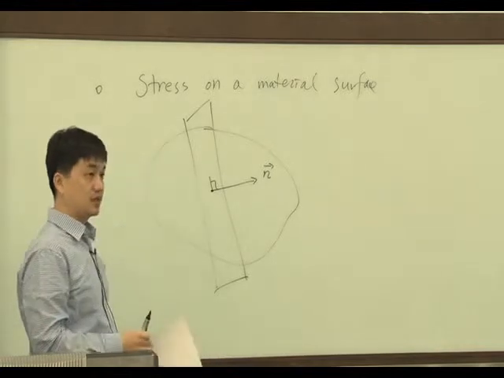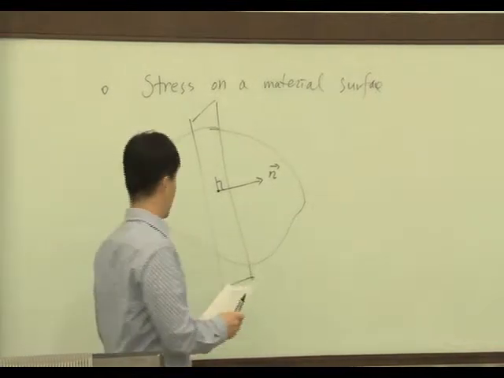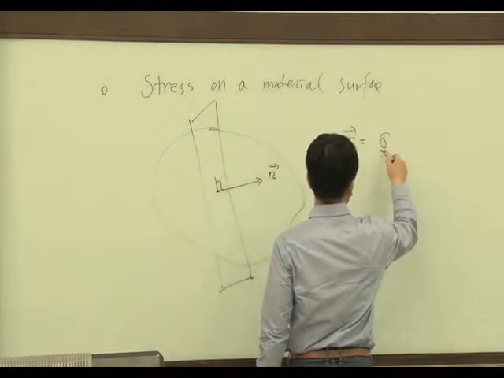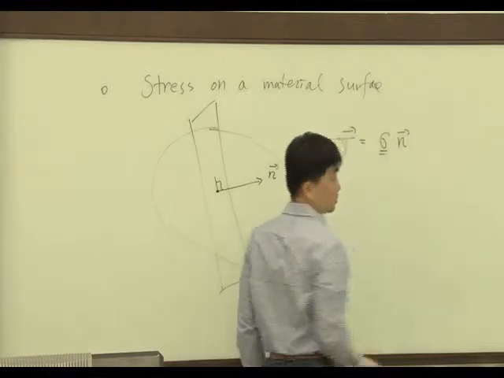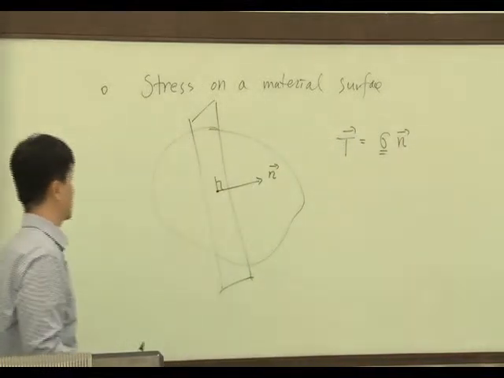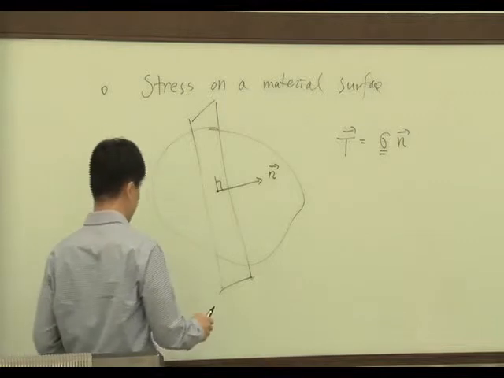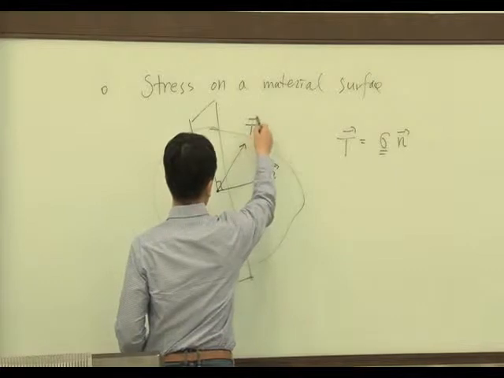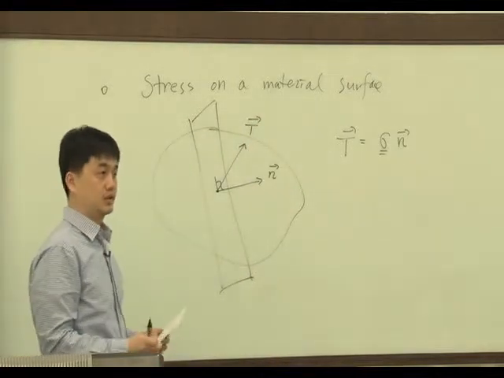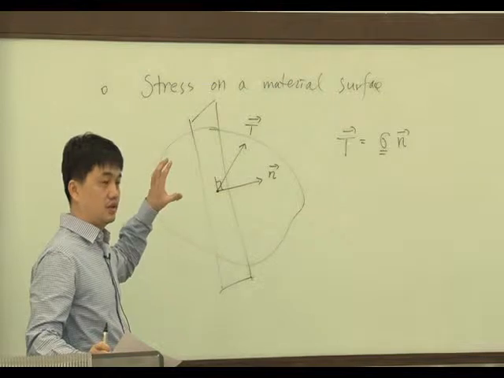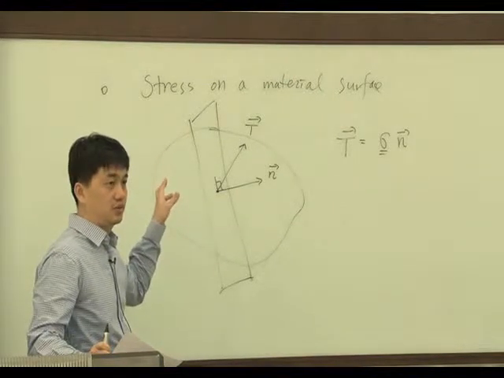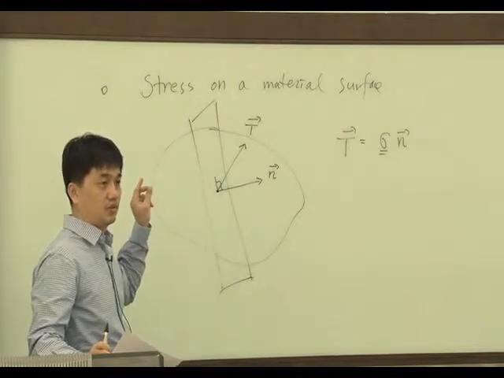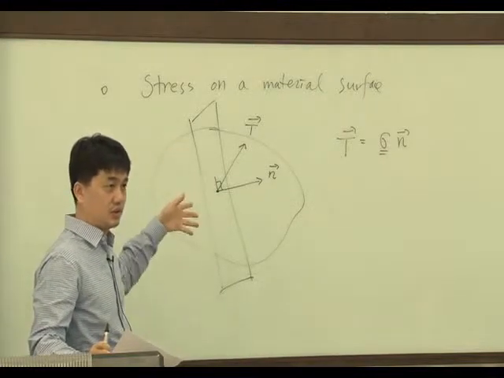And on this surface we can calculate traction. So T equals stress times n, right? We already know about this equation. So let's say this is T, the traction on the surface. This traction on the surface changes depending on the vector n, which is a vector normal to this surface, right?